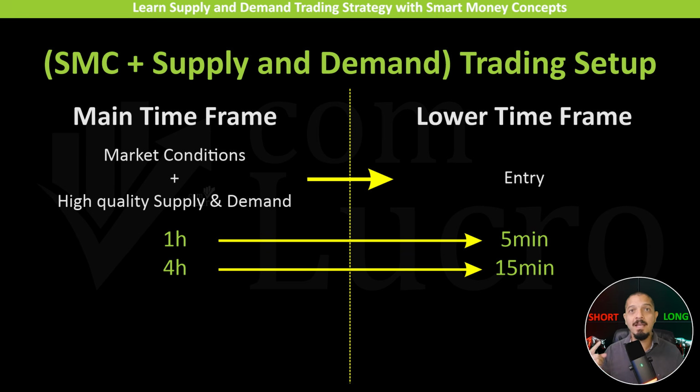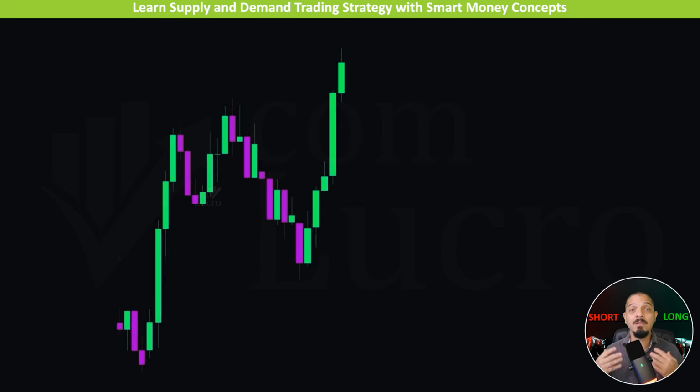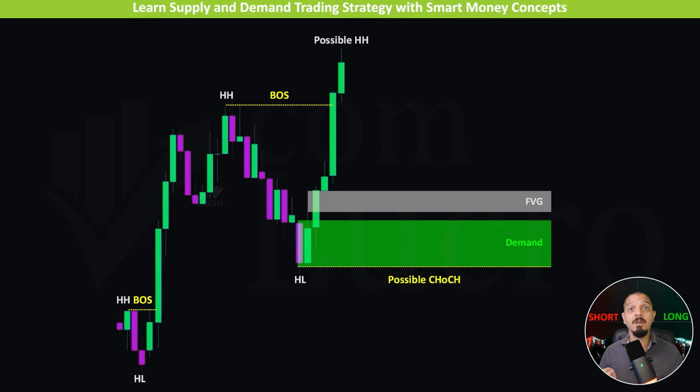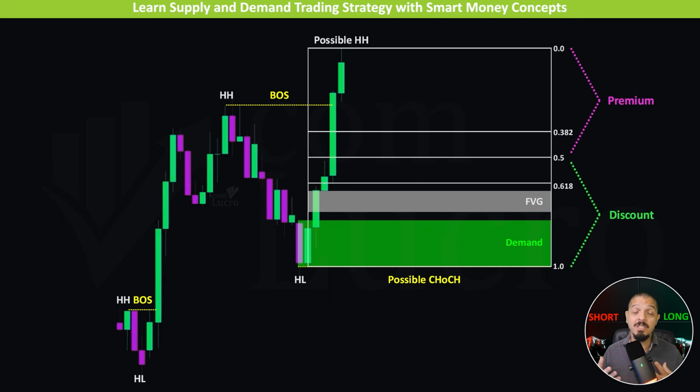With that in mind, let us now go into the mechanics of this setup and walk through how trades are executed step by step. In a bullish environment, the first requirement is to confirm that the market is trending higher and that buyers remain in control. This confirmation comes from identifying at least 2 consecutive bullish breaks of structure. Once this condition is met, focus on the most recent bullish break of structure. From there, trace price back to the starting point of the bullish expansion, the move that caused the break. That origin is what defines the demand zone.